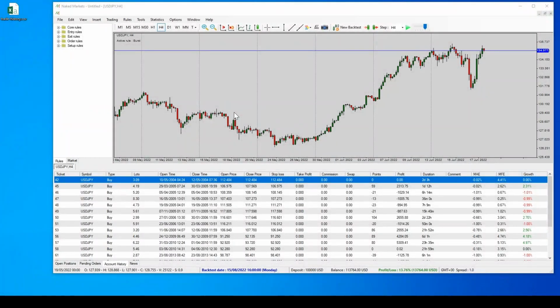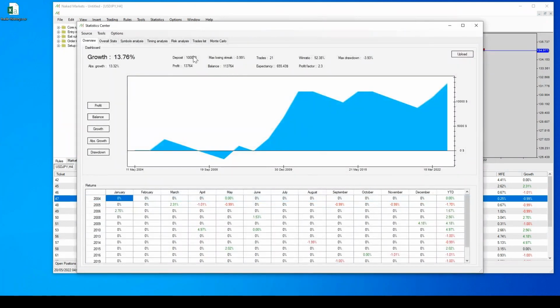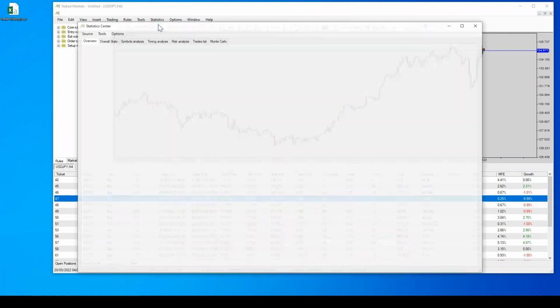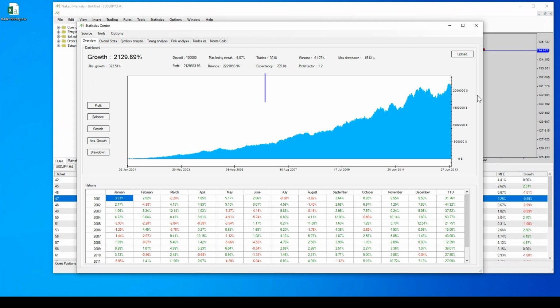The Statistics Center is crucial to figure out the performance of your trading system. The Stat Center can be opened directly from the account history by right-clicking on it or from the Statistics menu. You can analyze the reliability of the current backtest or import the trades from various external sources, like MetaTrader statements, CSV files, or Oanda accounts.